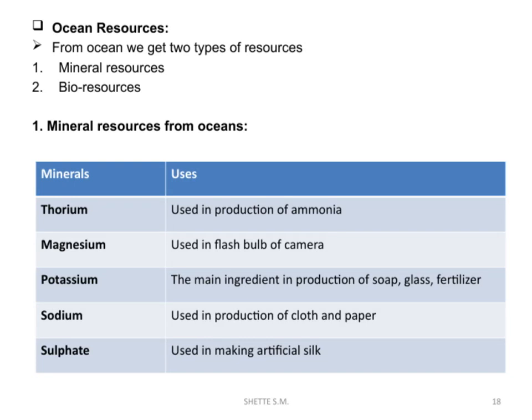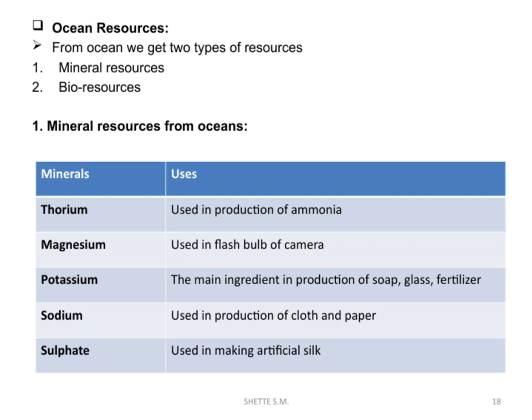As you can see in this table, thorium is used in the production of ammonia, which is crucial for various industrial processes. Magnesium is another mineral obtained from the ocean, and it's commonly used in the flash bulbs of cameras, helping produce that quick, bright flash.